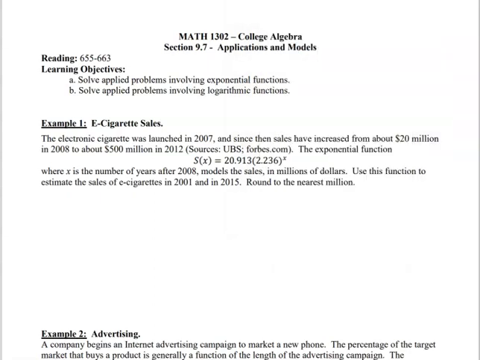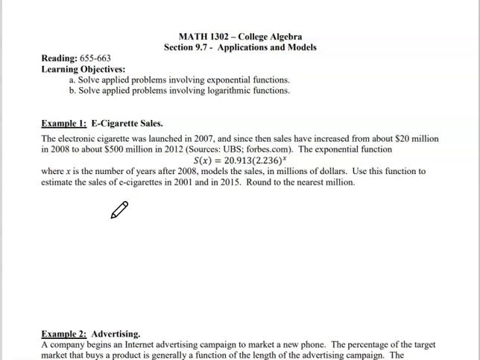Okay, in 9.7, to do your homework, you really want to pay extra attention to the extra homework help because that will help you a lot with this assignment. But we're going to solve applied problems involving exponential functions. We're going to solve applied problems involving logarithmic functions.